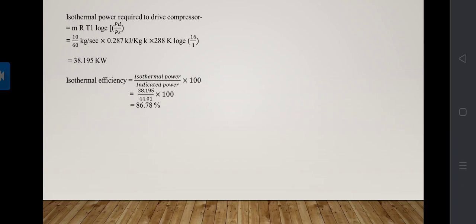Lastly, we have to calculate the isothermal efficiency, and the formula for that is isothermal power divided by indicated power, into 100. So isothermal power is 38.195 and indicated power is 44.01, which we already calculated in the first stage of this problem, into 100. Putting all these values, we calculated the isothermal efficiency as 86.78%.